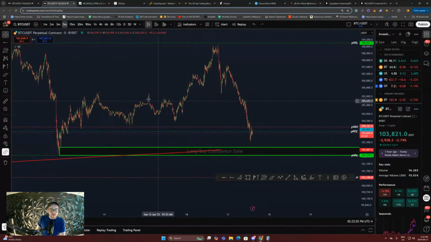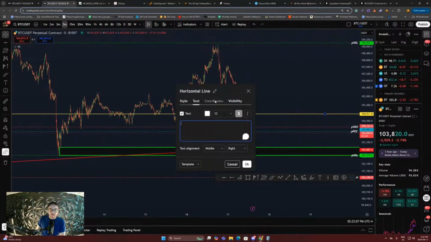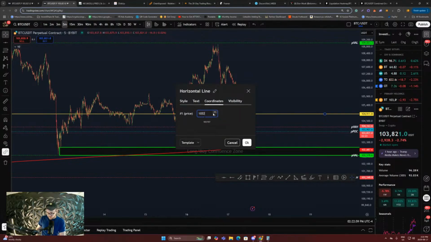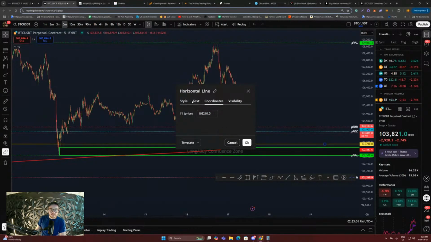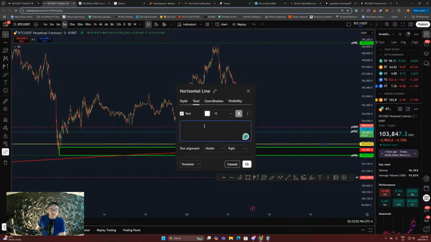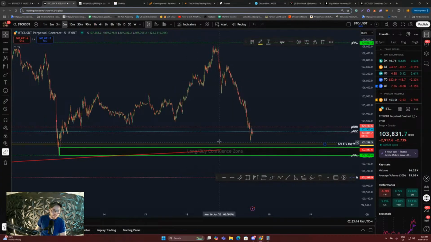Let's go back to here. So we get a horizontal line, coordinates 103,210. And we'll put text saying it's about a 170 Bitcoin buy wall, which, by the way, is not a very big buy wall, but that's like one wick kind of thing.